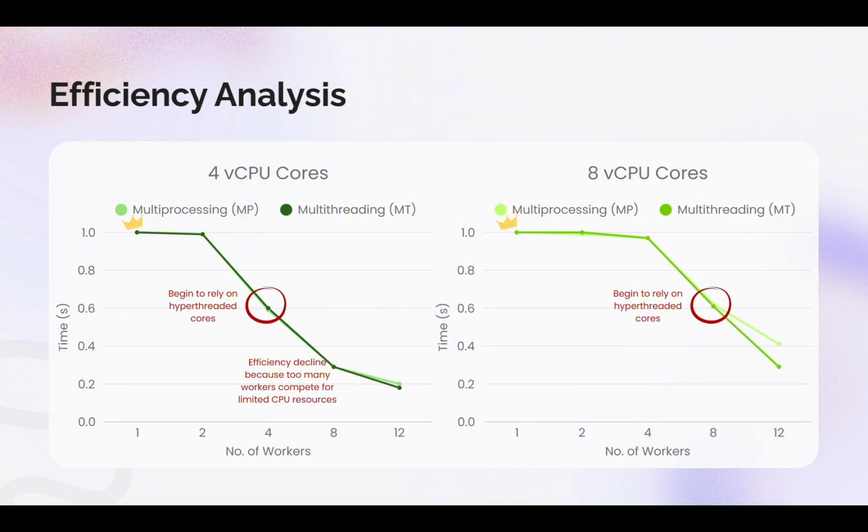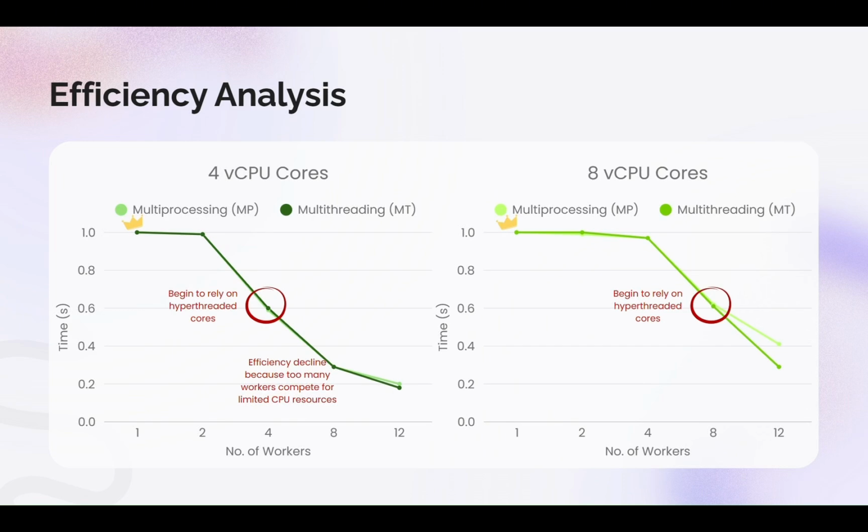So efficiency is used to evaluate how effectively the CPU cores are utilized as the number of workers increases during the parallel execution. For both configurations, the efficiency is 1 at 1 worker as it is executing sequentially. At 2 workers, the efficiency remains very high in both setups. For the 4 virtual CPU configuration, the efficiency drops at 4 workers and continues to drop at 8 and 12 workers as the system begins to rely on the hyper-threaded cores. This is because at high worker counts, most of the workers contribute little to the performance improvement.